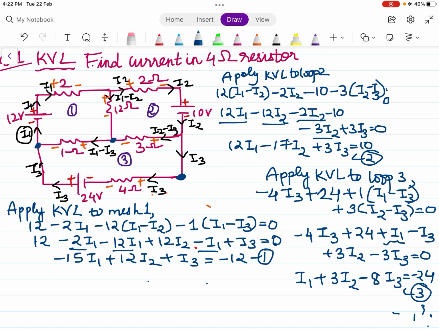Solve the equations simultaneously using the calculator. So what do I get? Minus 15, 12, 1 equal to minus 12. 12, minus 17, 3, 10. 1, 3, minus 8, minus 24.